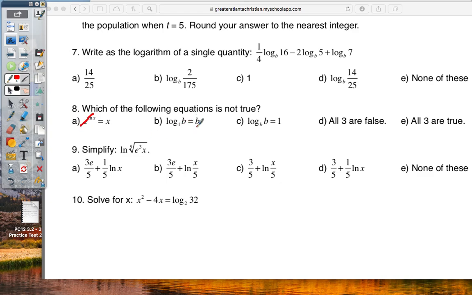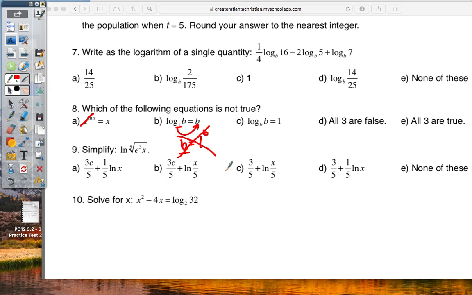Log base 1 of b equals b. Is that true? Well, we could maybe test this by shooting the 1 over to what side? So we would have b is equal to 1 to the b power. It's not true because, let's say this was 2. 2 is equal to 1 to the second. 1 to the second is 1 times 1, which is 1. That might not be true.